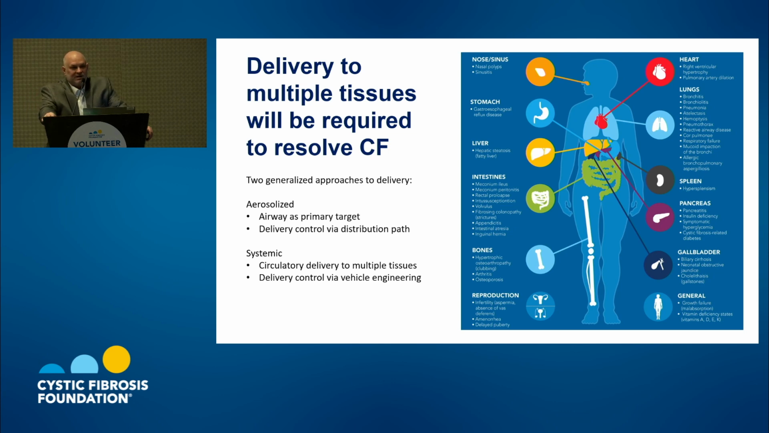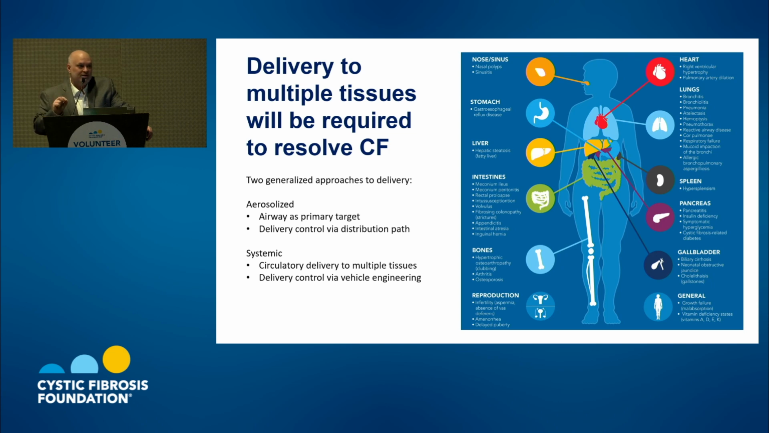The other way to think about this is a systemic delivery, where you would get something by IV and it would basically move all throughout your body. And in that case, the delivery mechanism, we have to engineer it to go to the right cells. We don't know that we actually want CFTR to go to every cell in the body. We want it to go to the cells that need to make CFTR.